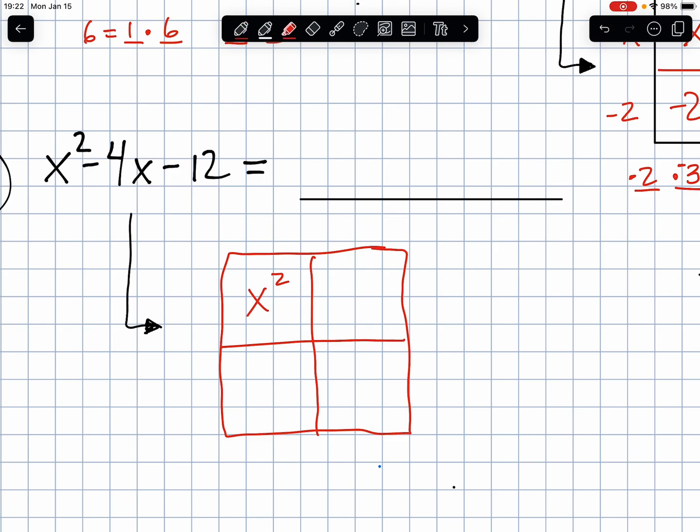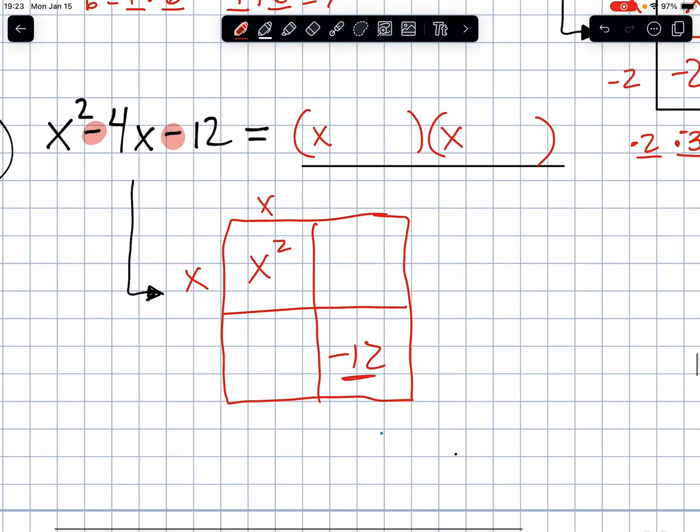This one is going to be the trickiest because I have a negative 4 and a negative 12. So the negative 12 goes down here. And again, because the a value is 1, this problem starts off with the same x and the x. And all we need to worry about is the negative 12. Again, two numbers multiply to give me negative 12. But when I add them up, I get negative 4. Well, 3 times 4, right? But 3 plus negative 4 only gives me negative 1. So that's not going to work.